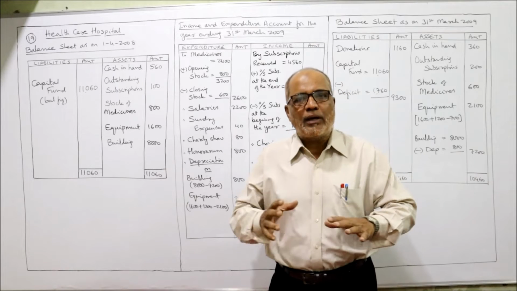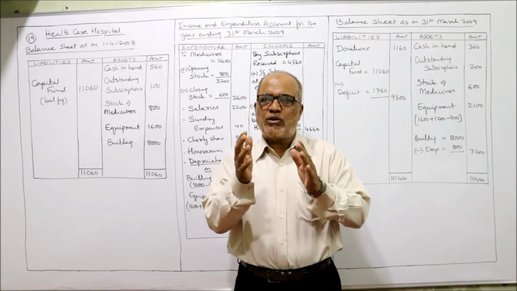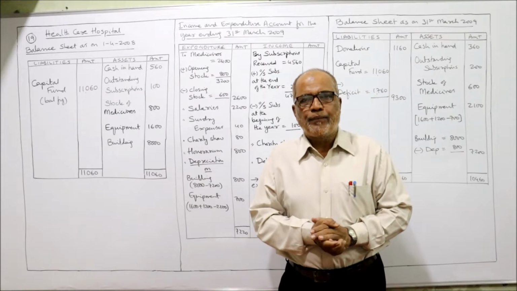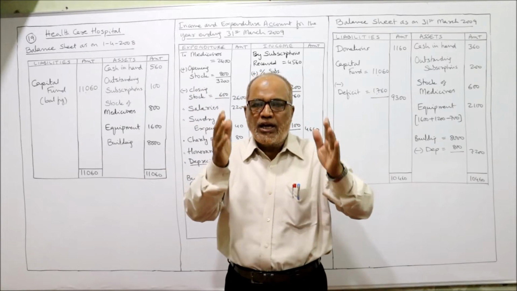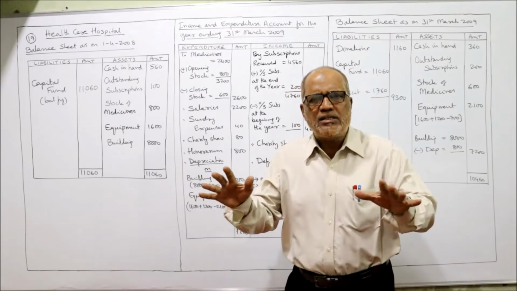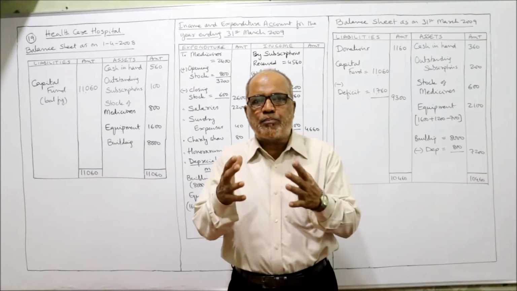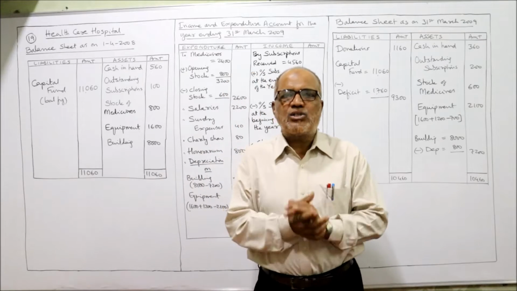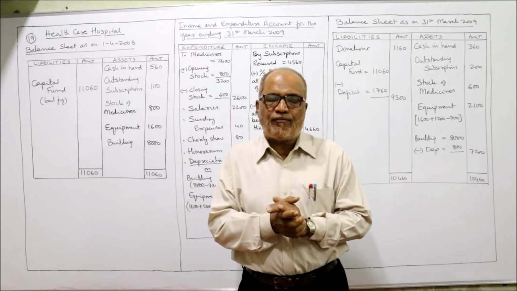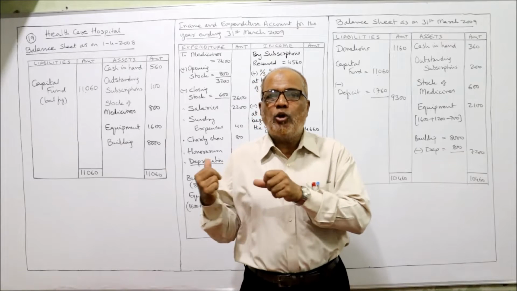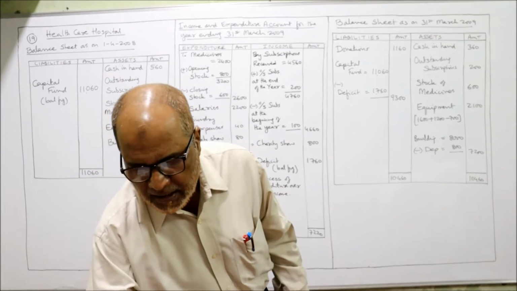Watch the first video, and you will completely know the meaning of non-profit organization, the differences between trading concern and non-trading concern, and the final accounts of non-profit organization consisting of receipts and payments account, income and expenditure account and balance sheet. And the terms normally used in non-profit organizations like subscriptions, donations, entrance fees, legacies, I have explained in the first video. Without watching that video, you may not be able to understand now. So now I am going to start the next problem, that is problem number 19.